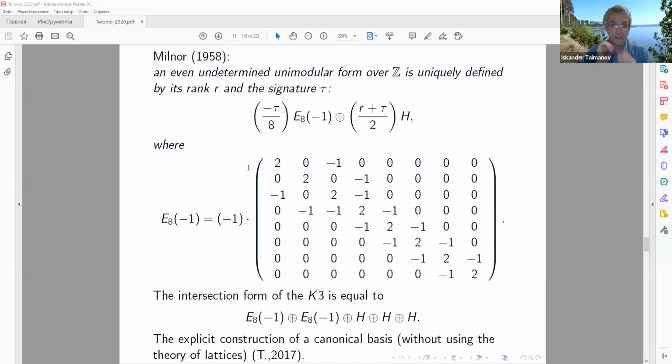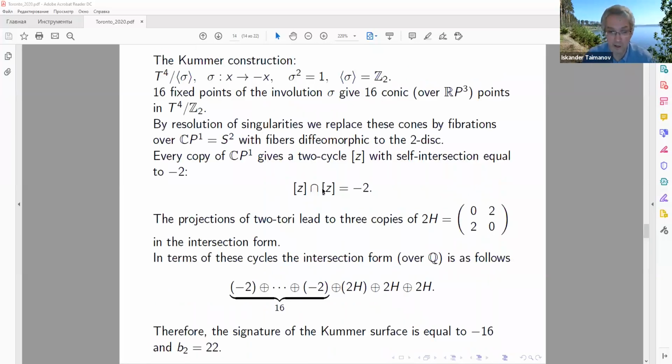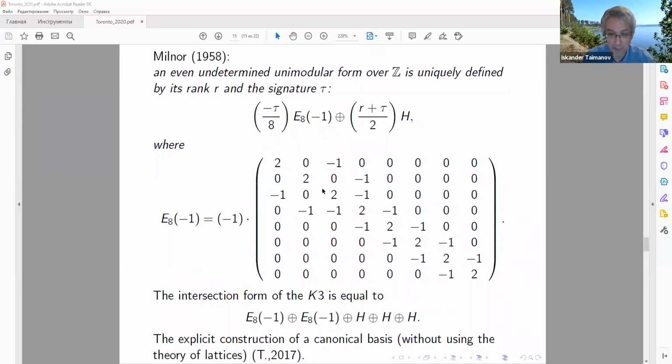So the explicit construction of the canonical basis, which is based only on this Kummer construction, was obtained by us in our first article, when we did this exercise without using the theory of lattices. We tried to look for such a construction. I looked in the book by Huybrechts about K3 surfaces, a very recent book published 5 or 6 years ago, and it was mentioned that it's interesting to derive that. We were looking for ways to compute intersection forms of G2 manifolds. So we did it using the root decomposition of E8.